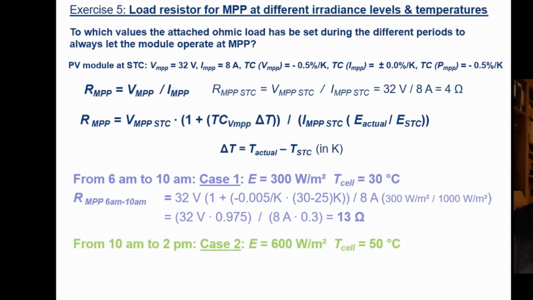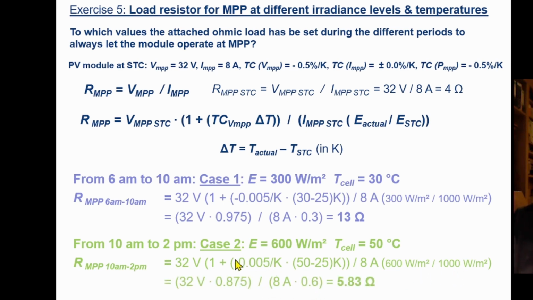There we have an irradiance of 600 watt per square meter and an elevated cell temperature, which is 50 degrees Celsius. So we have here 32 volts times 1 plus minus 0.005 per Kelvin times 25 Kelvin, divided by 8 amps times 600 divided by 1000, so 0.6. So this is 0.6, and this is a temperature adjustment factor of 0.875, and together the outcome is 5.83 ohms. So we have to reduce the resistance drastically in order to still keep the operation point in the maximum power point. Let's come to case number 3.